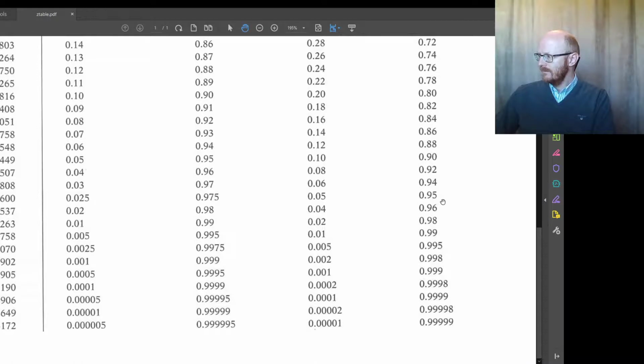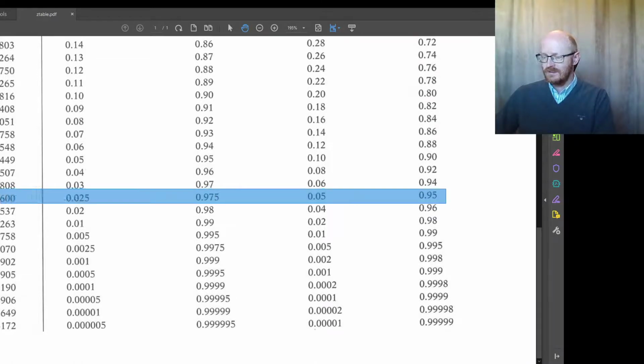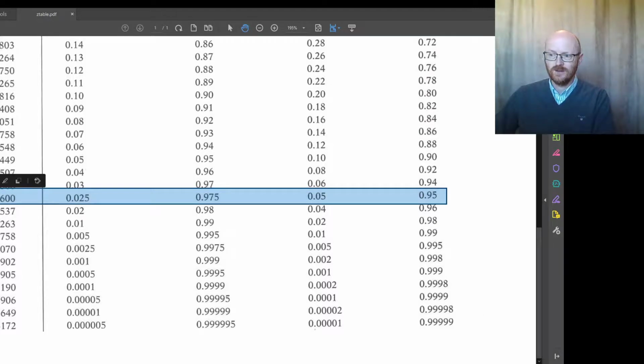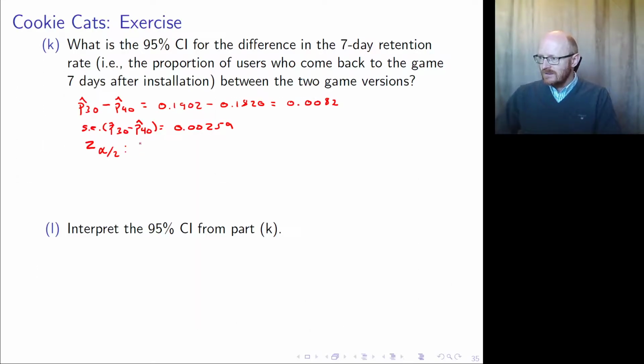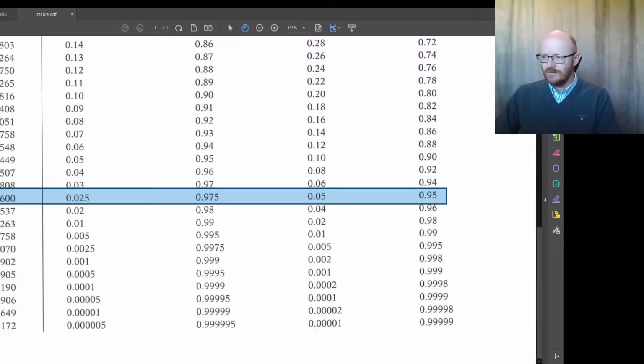Then here we have the 0.95, and lo and behold, we have to go 1.96 standard errors away from the mean to cover 95% of the area under the normal distribution. So this is 1.96.